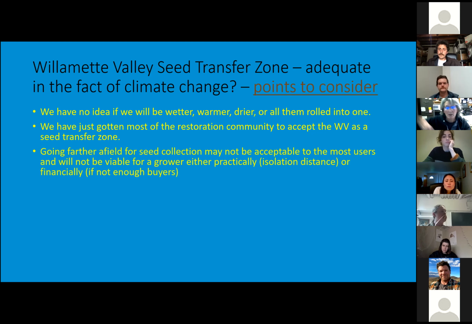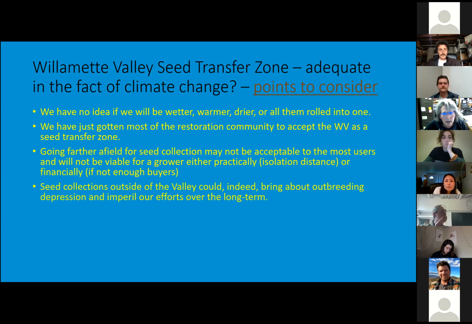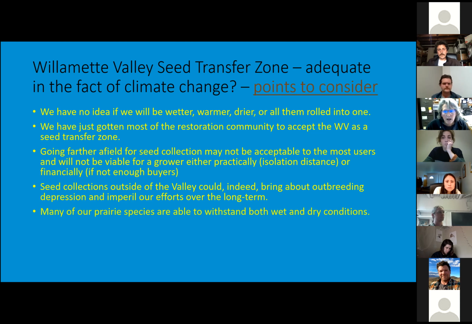So let's say they're growing an Idaho accession or a Washington State accession, but they can't sell that to everybody, so they'll have to isolate it from a Willamette Valley accession. It's just not practical. And again, we don't know the genetic consequences of outbreeding depression that could imperil our long-term efforts in the valley.